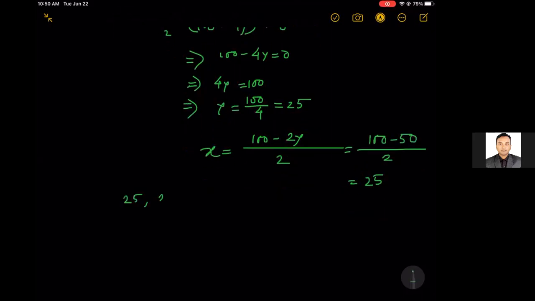The width is also 25. What does it tell us? What's the shape of the rectangle?